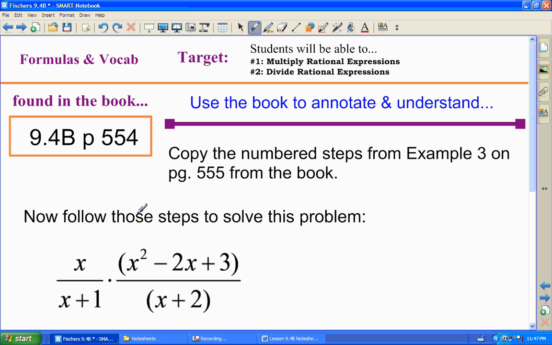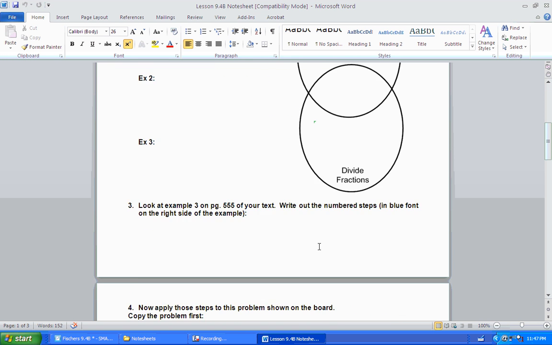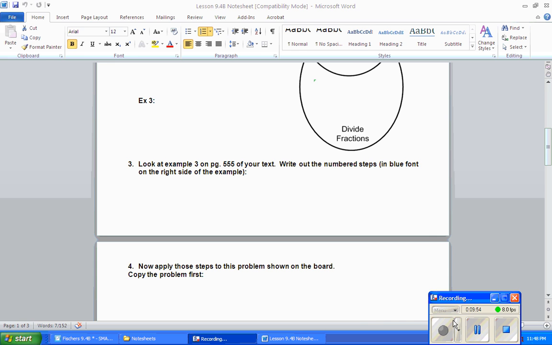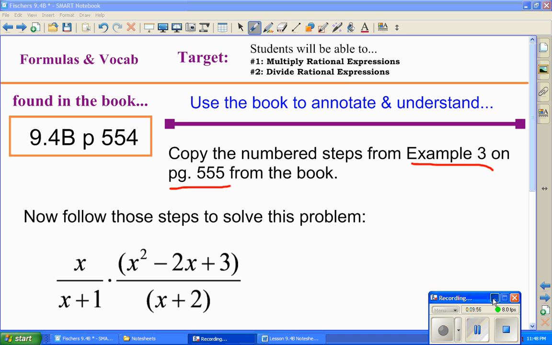I want you to take a look at example 3 on page 555 in your book, and follow those numbered steps they give you in solving this problem. First, on your note sheets, notice we're asking you to go to that page in the book and actually write out those numbered steps. They're in blue font on the right side of that example. Take a minute now to do that.